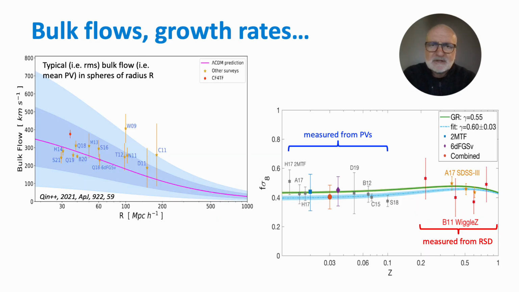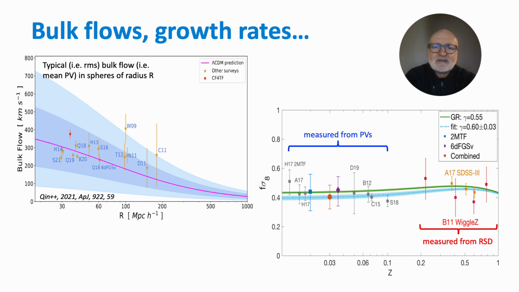The value of peculiar velocities is that they provide information not available from redshift surveys. For example, we can measure the typical bulk flow, the mean peculiar velocity, as a function of scale for spheres of varying sizes to see if this matches the predictions of the standard cosmological model in terms of amplitude, shape, and convergence to zero bulk motion on large scales.